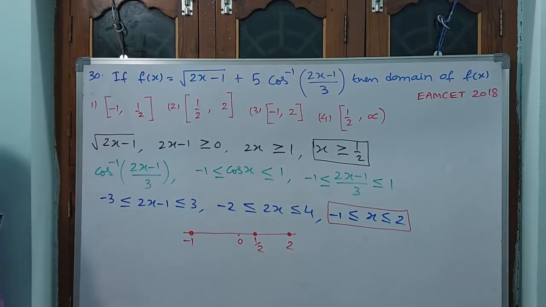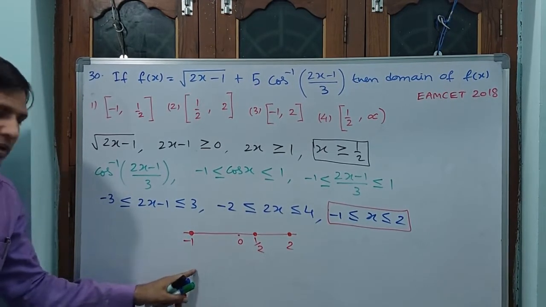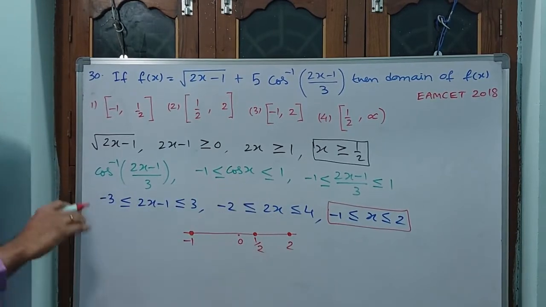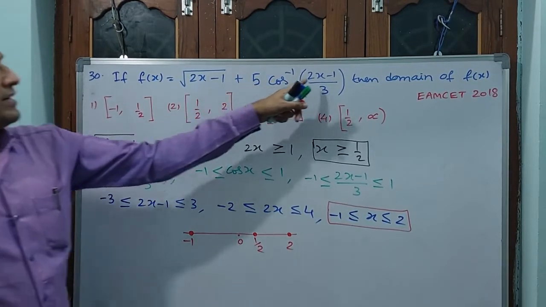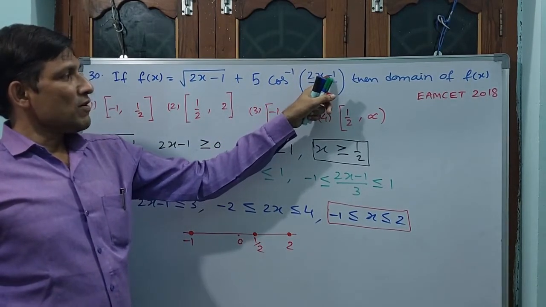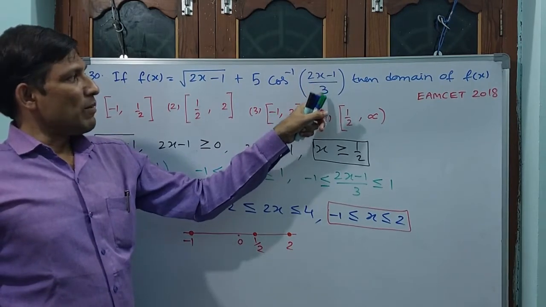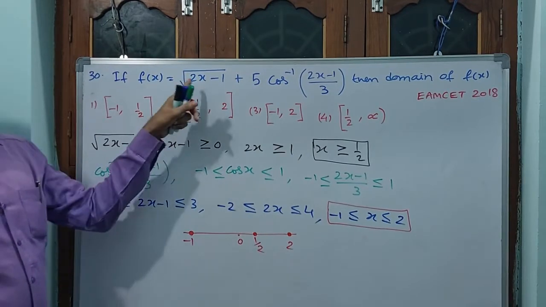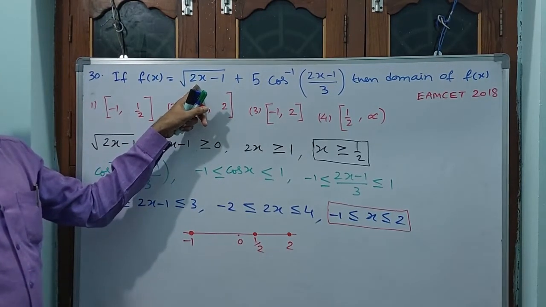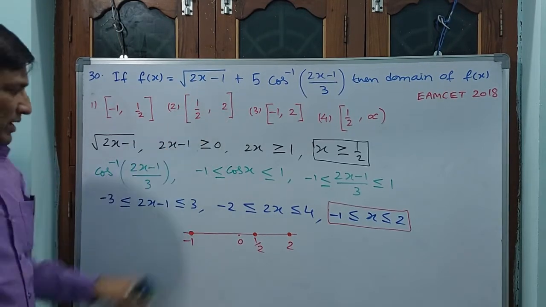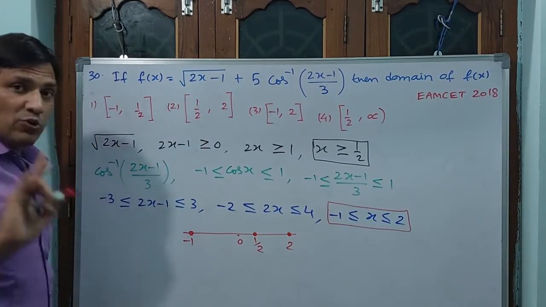In this situation, what are you going to take? See, if you take minus 1 to 1 by 2, that means 0 is there. If you take 0, what will happen? You see, if you take 0 here, 2 minus 0 minus 1 by 3, here it is okay. But come here, 2 into 0 is 0, 0 minus 1 is minus 1. Square root of minus 1, is this defined? No, not defined. That means from minus 1 to 1 by 2 you should not take.